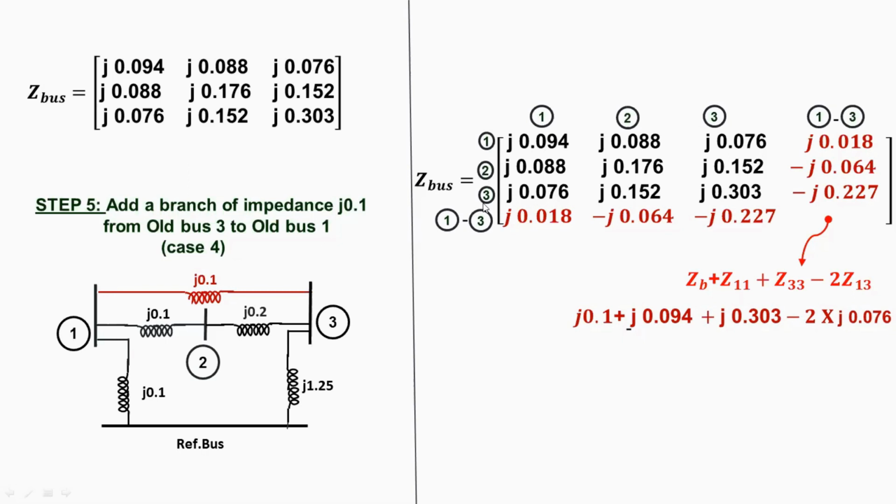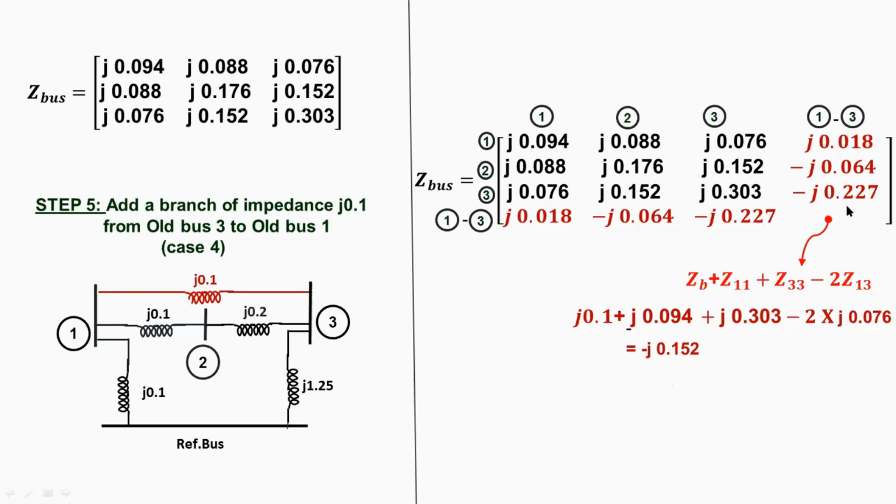Then Z33, j0.303, minus 2 into Z13, that is j0.076. Simplify, you get j0.152. Put it in the diagonal position.